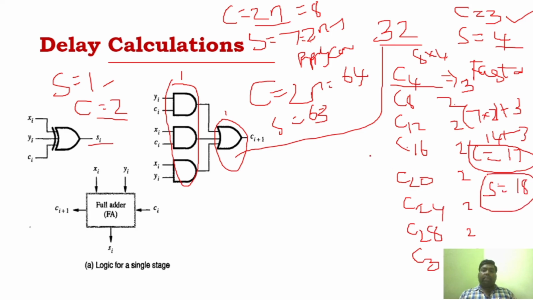Now listen very carefully. If you're going to implement a 32-bit ripple carry adder, to generate the carry you need 64 delays, and for sum you need 63 delays. But if you're going to use a fast adder, the delay is only 17 for carry and 18 for sum. And that is why this is called a fast adder. Carry look ahead adder is a fast adder. So hope you understand the concept clearly.